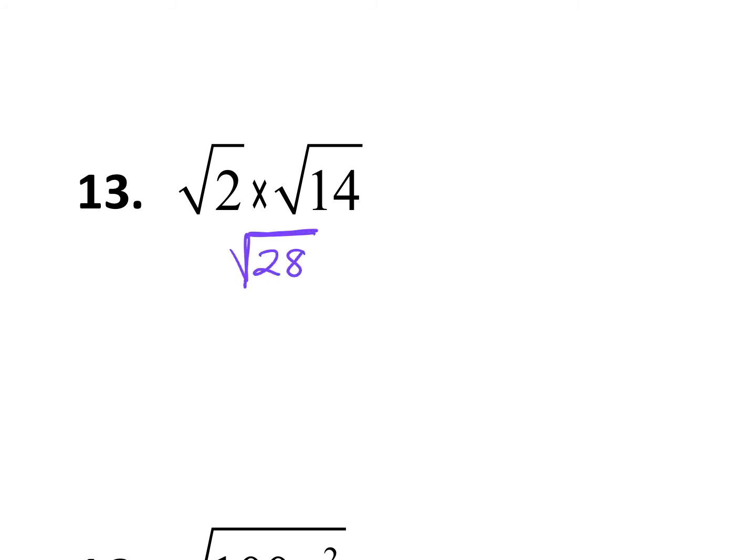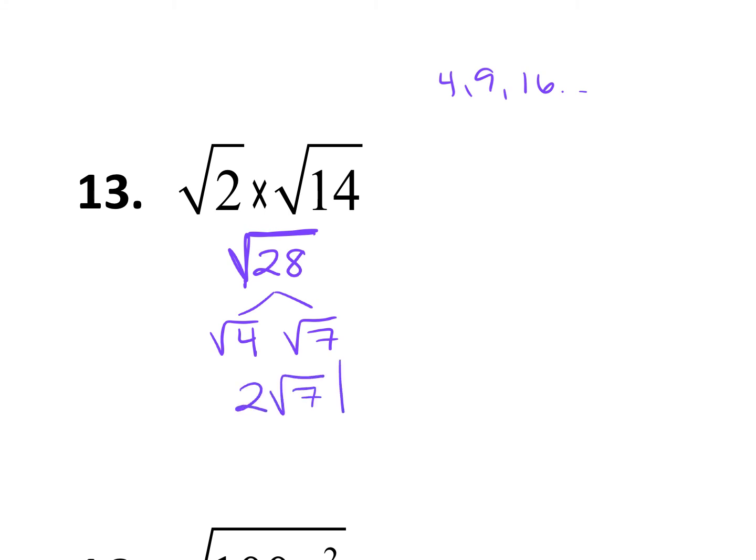Is there a perfect square that 28 is divisible by? 4, right? 4, 9, 16. You just go through the list. Can I divide 28 by any of those? I can divide by 4. 4 times 7 gets me 28. So what's your answer? 2 times the square root of 7.